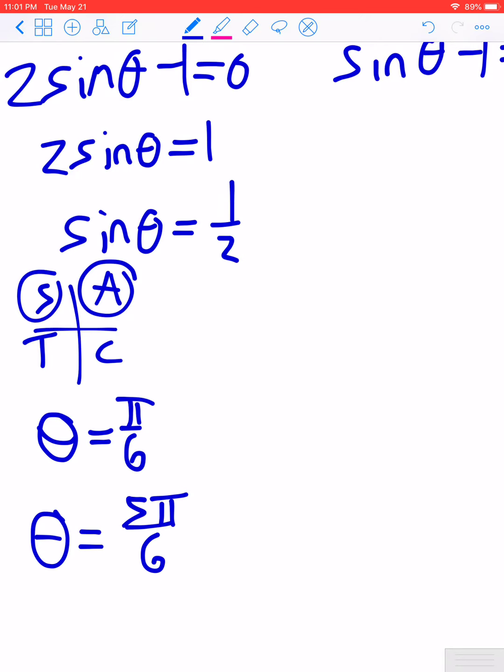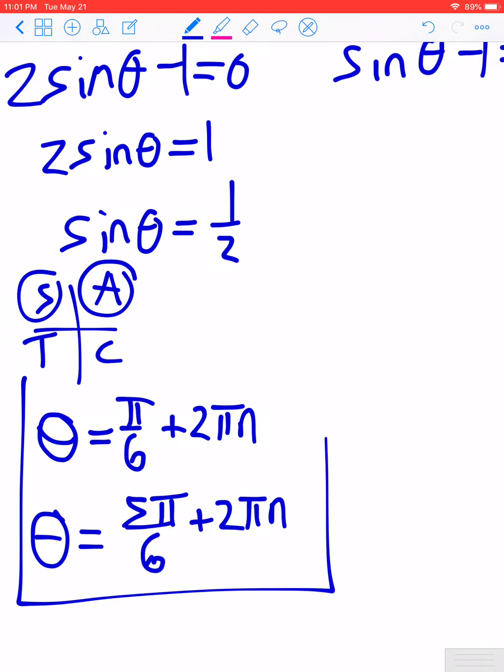Because they're asking for all solutions, not just the solutions between 0 and 2 pi, we have to realize that also any integer multiple of 2 pi added to those values would give us a coterminal angle, which would also be a solution. So any angle of the form pi over 6 plus 2 pi n will be a solution to our original equation. And similarly, any angle theta of the form 5 pi over 6 plus 2 pi n will also be a solution to the original equation.